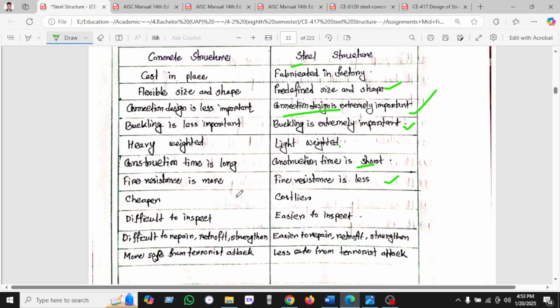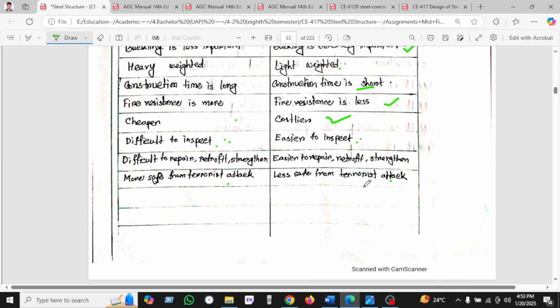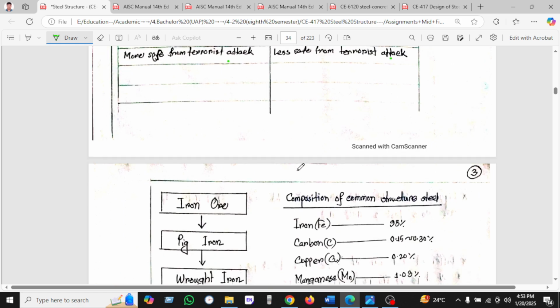RC structure is cheaper and steel structure is costlier. Steel structure is easy to inspect, and on the other hand, concrete is difficult. RC is safer from terrorist attack and steel is less safe. Okay, that was the difference between RC and steel structure.